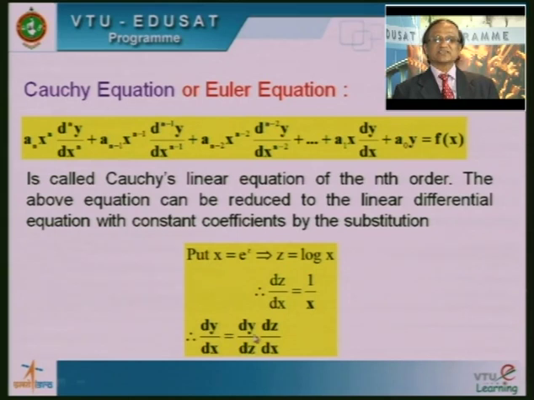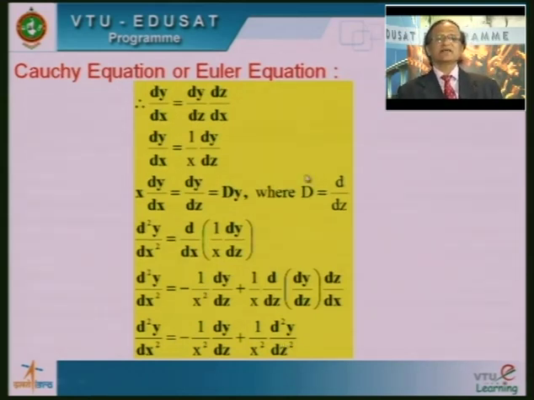dy by dx is equal to dy by dz into 1 by x. So, what I have written here, dy by dx is equal to dy by dz into dz by dx. I have replaced the value of dz by dx by 1 by x. Cross multiply. So, it becomes x into dy by dx is equal to dy by dz. Here d by dz can be written as capital D.